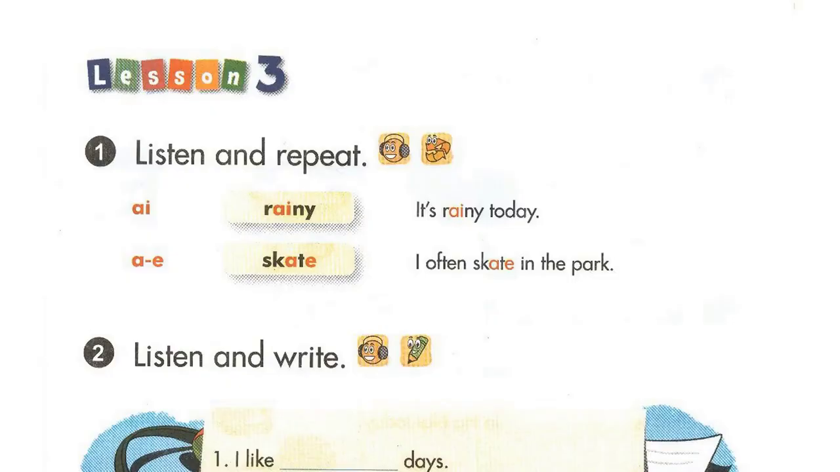Page 62. Lesson 3. Activity 1. Listen and repeat. A. Rainy. It's rainy today. A. Skate. I often skate in the park.